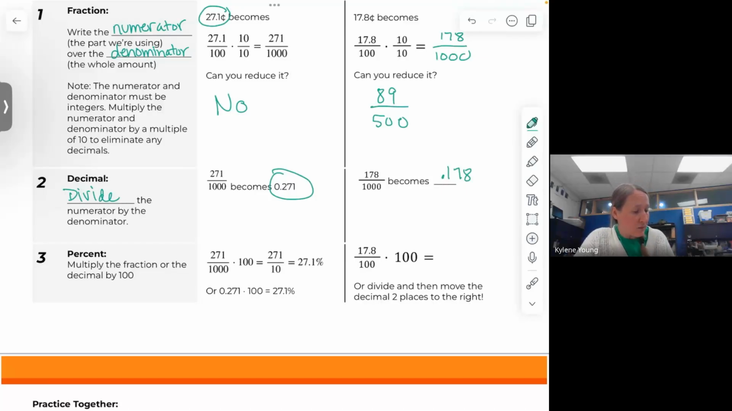So then lastly, we have converting either a fraction or a decimal into a percent. This is a really, really important skill, and you're going to have to use this throughout this whole unit. So make sure you're paying attention. Make sure you're checking in with us if you're struggling to figure out how to do this.